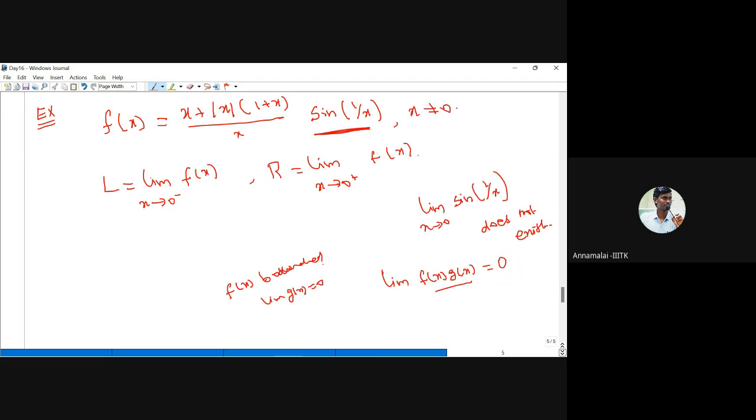But you should keep this result, even for cos 1 by x or sin 1 by x, which always oscillates between minus 1 and plus 1. The limit does not exist for this case. But we use some theorem: if you multiply with some function whose limit is 0, then the product is 0.